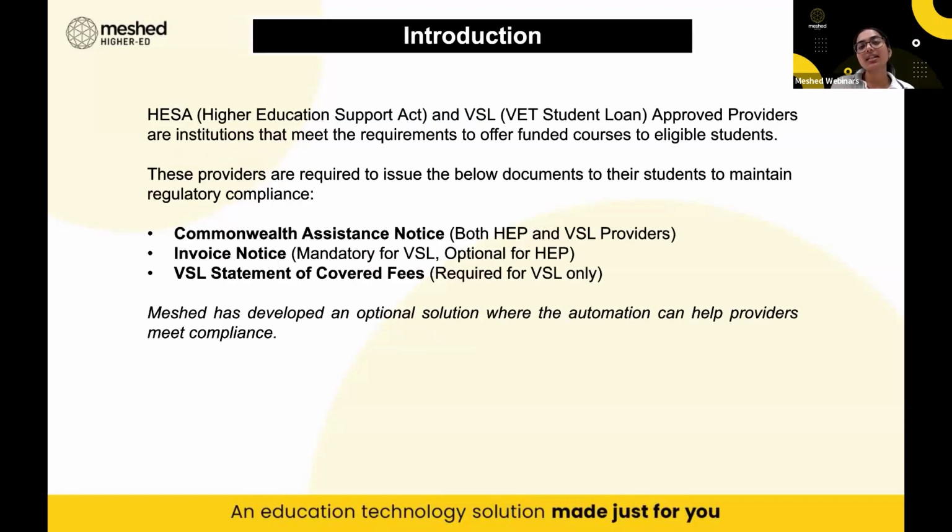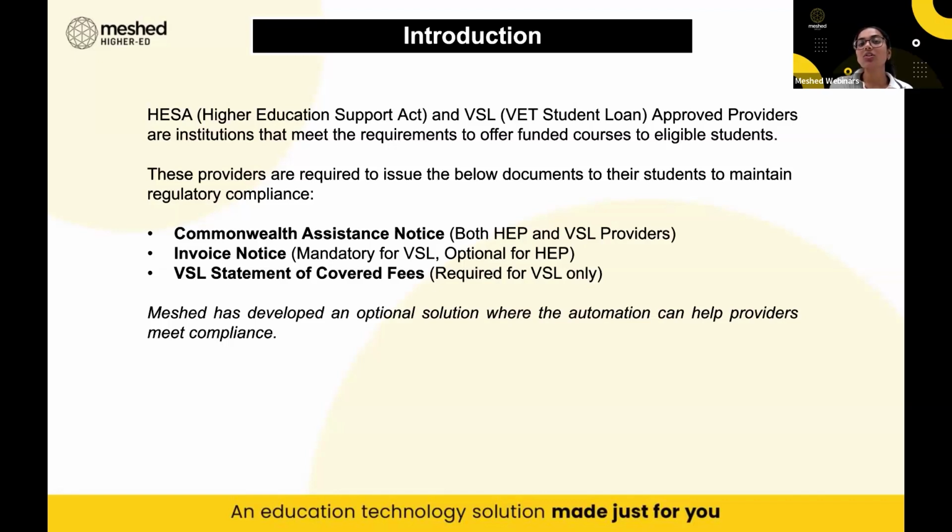So let's make a start by understanding the concept of HELP approved. Any provider who is a higher education provider and is approved under the HESA, or the Higher Education Support Act, is eligible to offer funded courses to eligible students. Similarly, any CRICOS or any VET provider who is approved under the VSL scheme, or the VET Student Loan scheme, is an institution that can offer funded courses to eligible students.